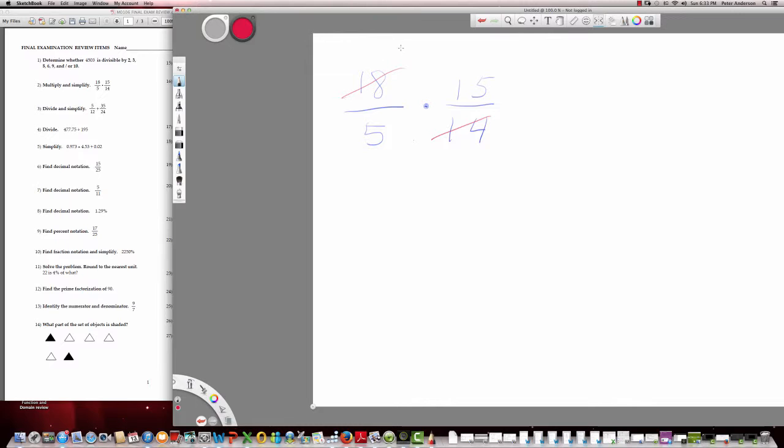So what's 18 divided by 2? 18 divided by 2 is 9. What's 14 divided by 2? 14 divided by 2 is 7. Okay. I can do the same thing with 5 and 15. Let me do this in a different color. Let's go with green. Okay. So 15 and 5. Well, 5 goes into 15 3 times, and this would be 1. So what does this leave me with? Well, now I'm left with 9 times 3, which is 27, all over 1 times 7, which is 7. And that's my answer, okay?